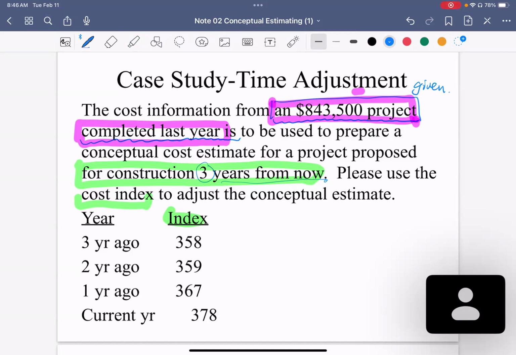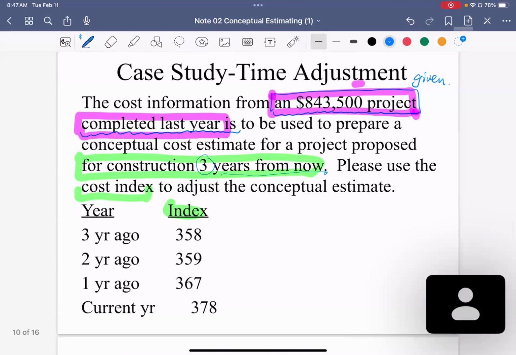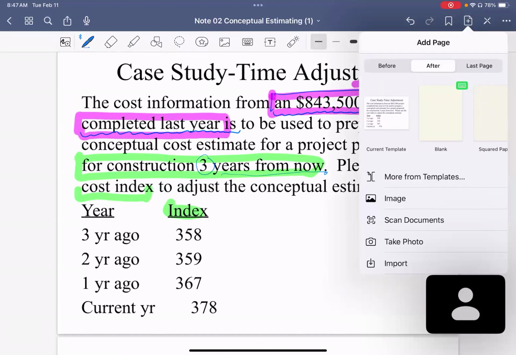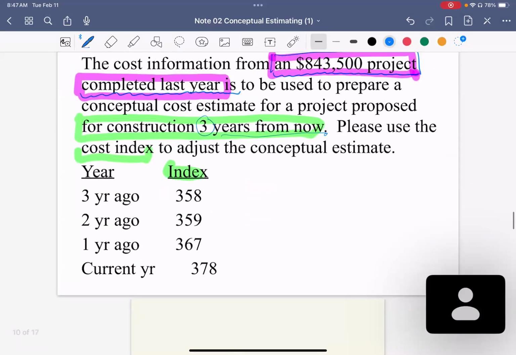Now I'm going to perform this calculation. First you need to have a drawing, and I'm going to add a page here. That drawing helps you understand what happened with the already known project and what will happen with the future project. So first you need to do this.